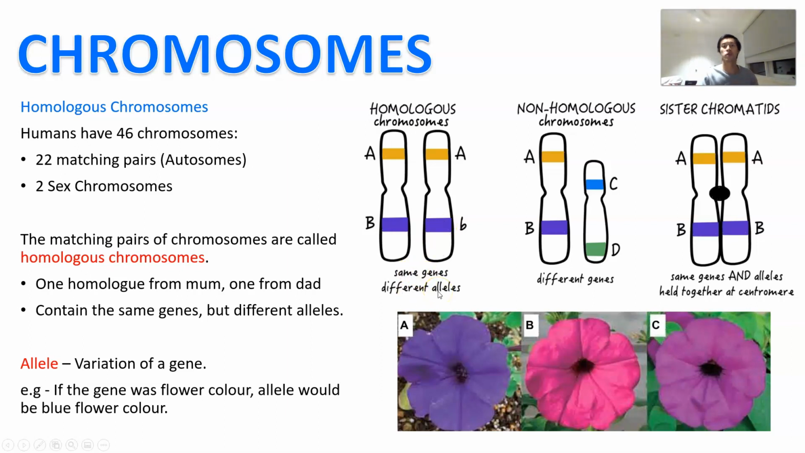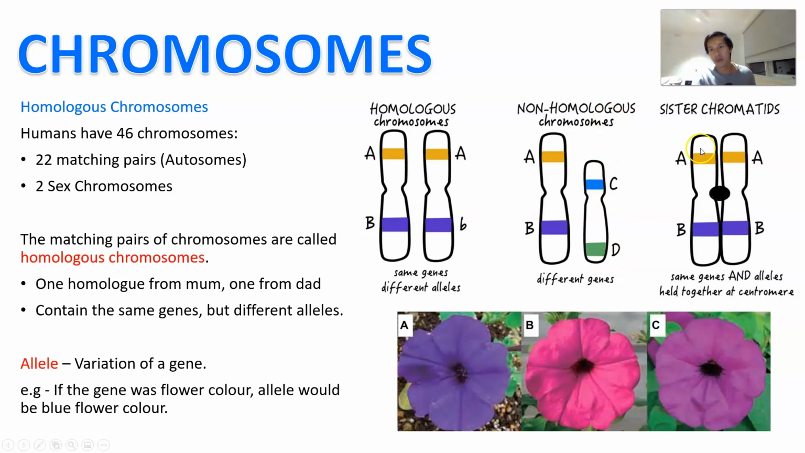Now, if you were to take chromosome 1 and match it with chromosome number 10, for example, you're going to find different genes. Gene A does not match with gene C, and B does not match with gene D. So you've got completely different genes, and these are considered as non-homologous chromosomes.